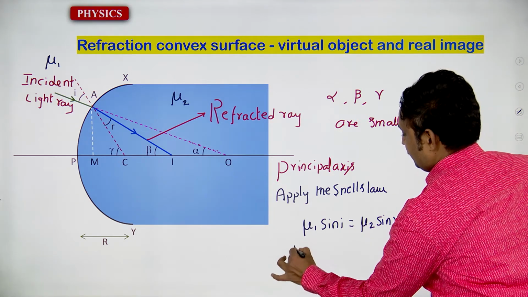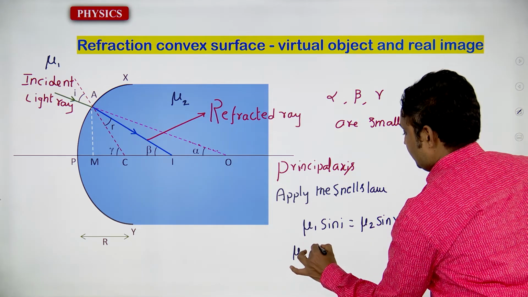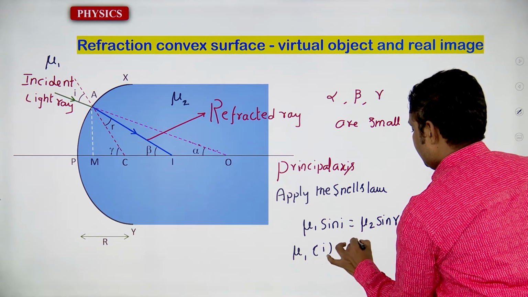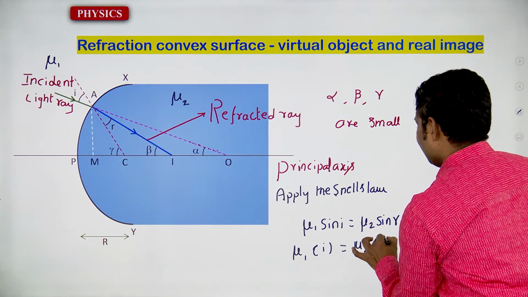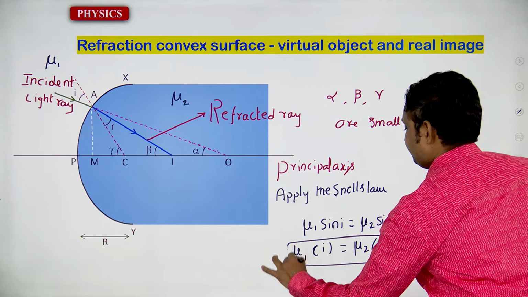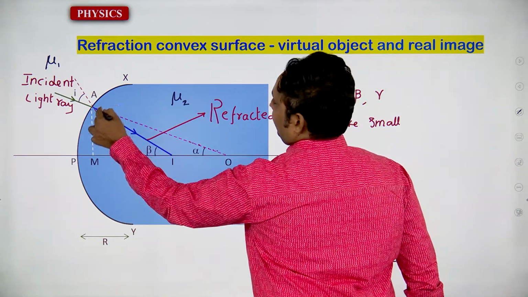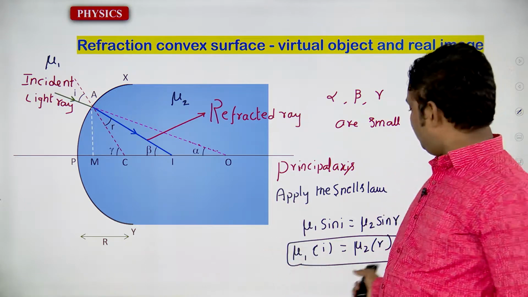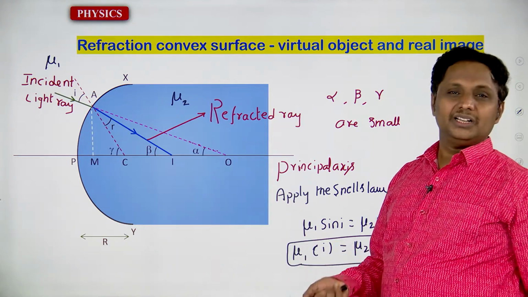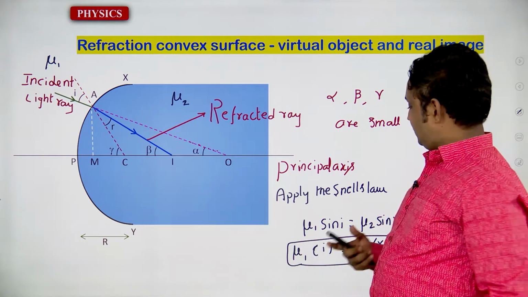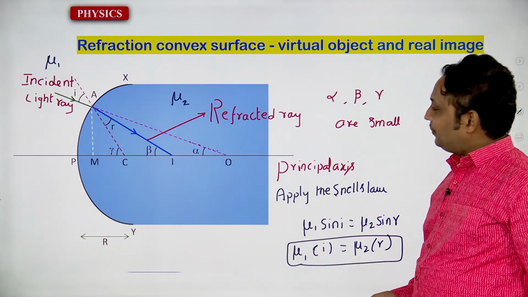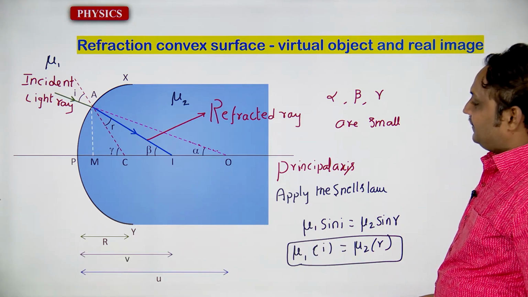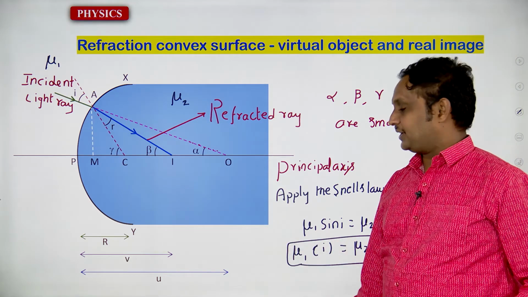Right, mu1 I, just we have to take mu2 R. It's very clear. And you will get I and R in terms of alpha, beta and gamma. Just you have to substitute and follow the further steps, right. Let's go for that. Yes, you are going to get this one, the object and image distance. It's very clear.